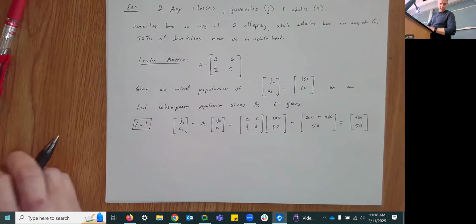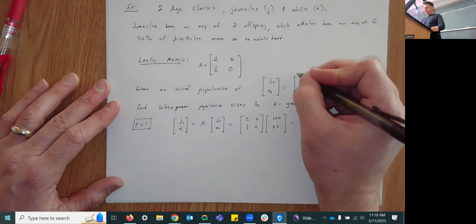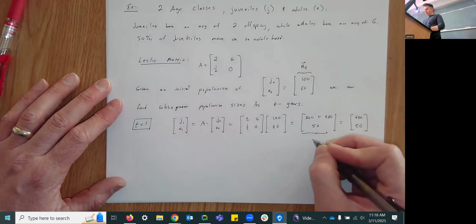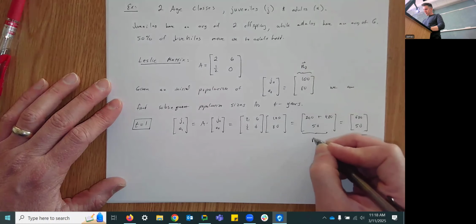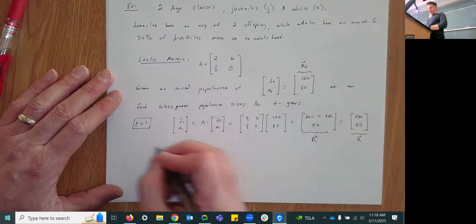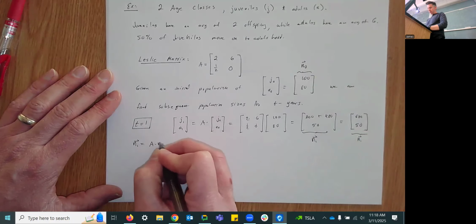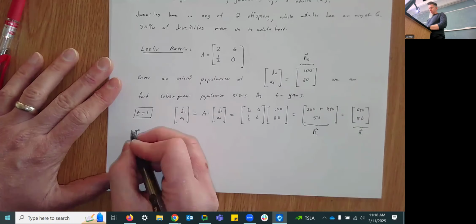Okay, and let's do some labeling here. I'm going to call this vector here n naught. I'm going to call this vector here n1. And what I want us to point out is that at this point here, note that n1 is equal to A times n naught. Let's do one more iteration.